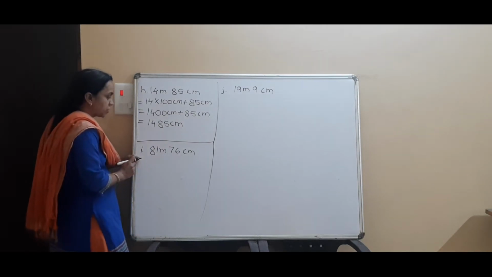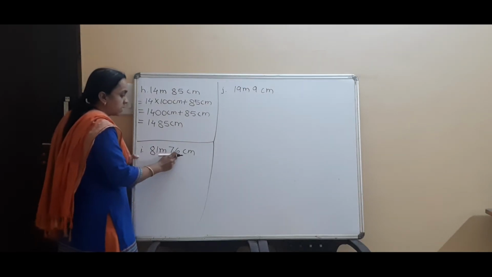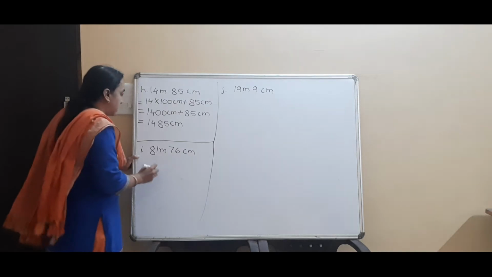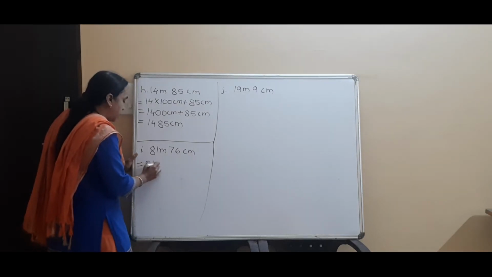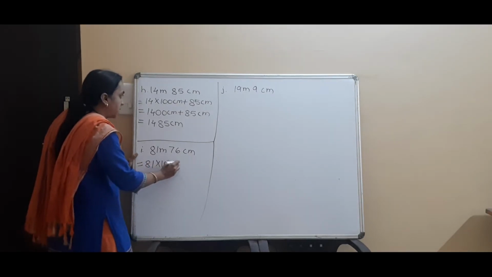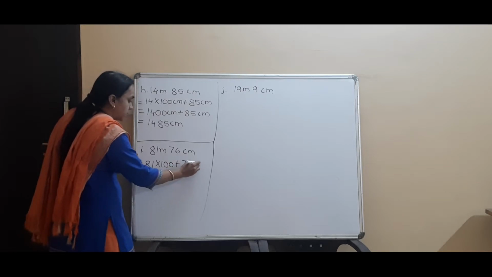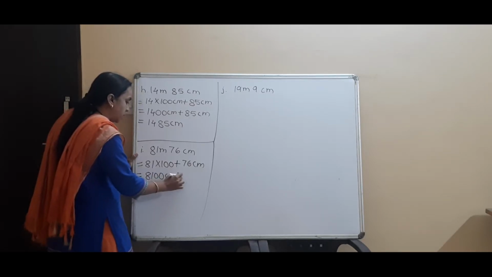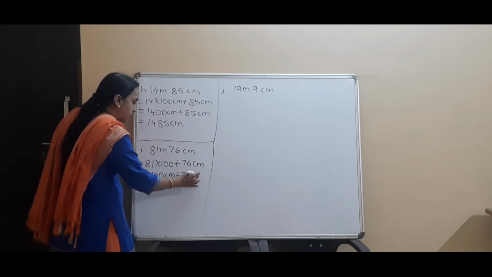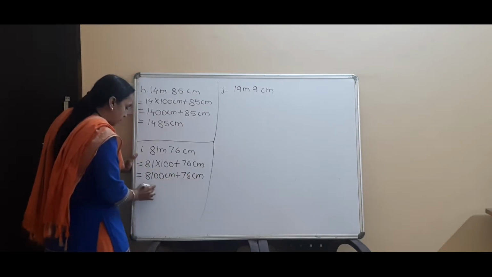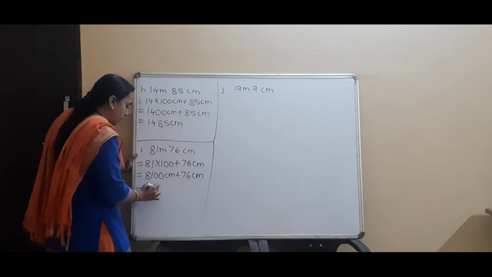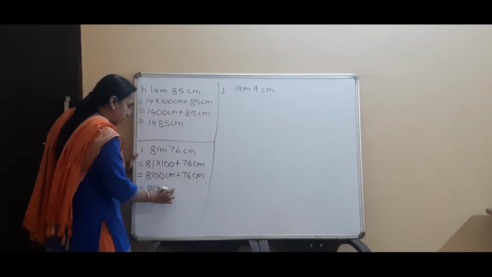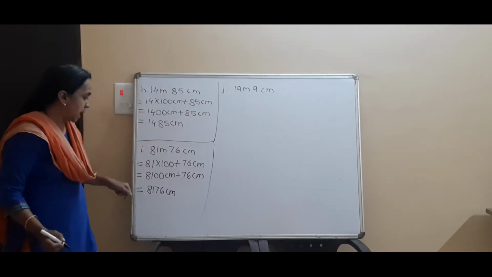Now see I question. 81 meter 76 centimeter. So 81 multiplied by 100 plus 76 centimeter. So 100 multiplied by 81 is 8100 centimeter plus 76 centimeter. 8176 centimeter is our answer.